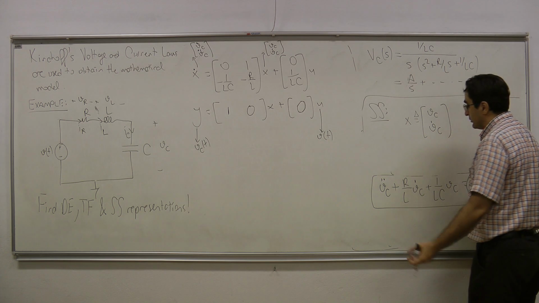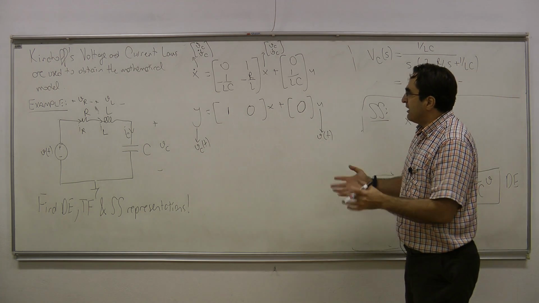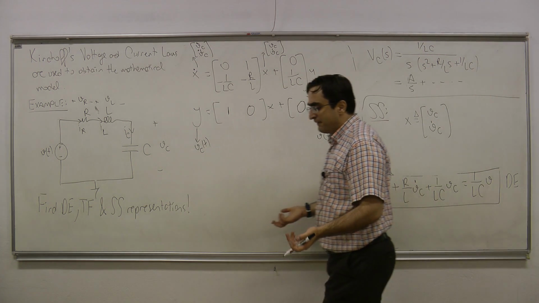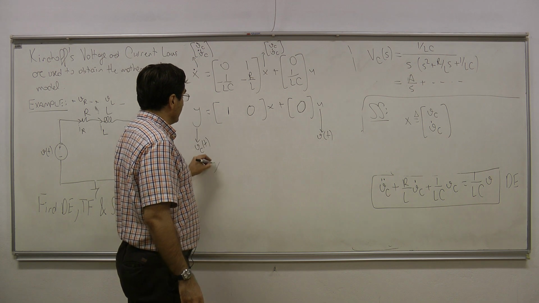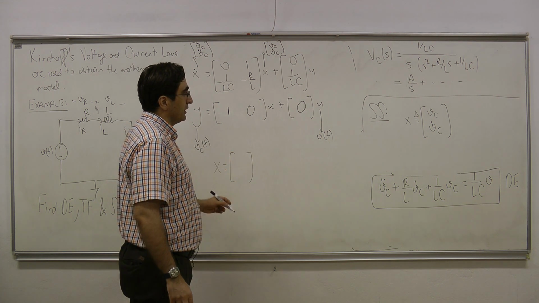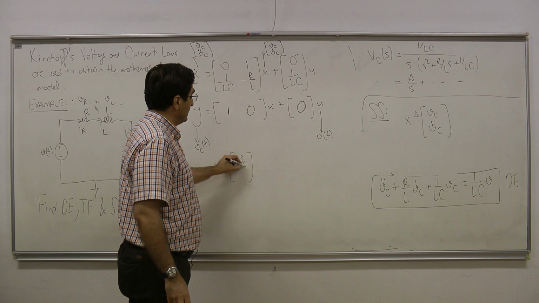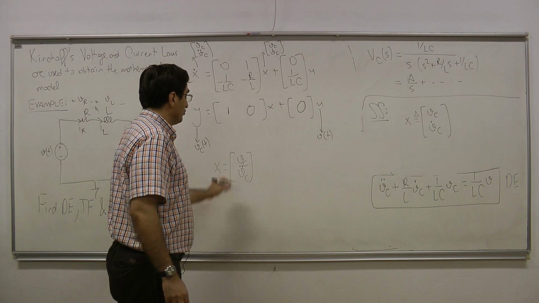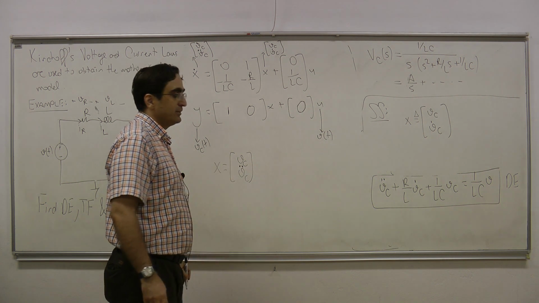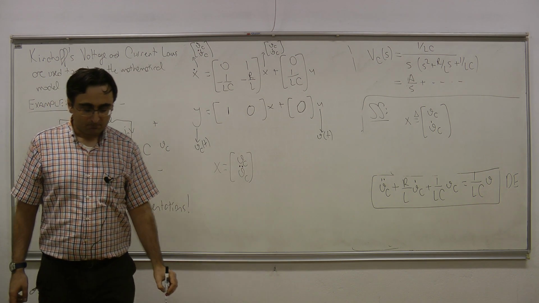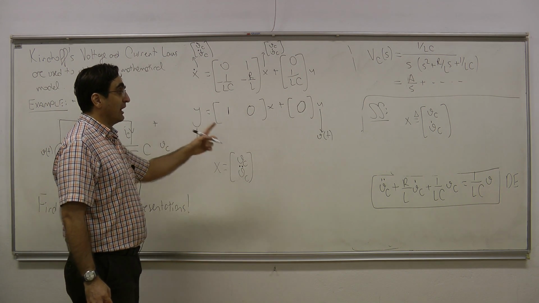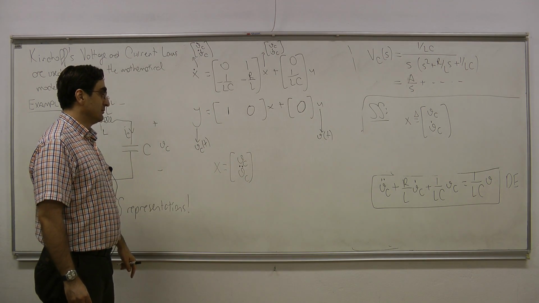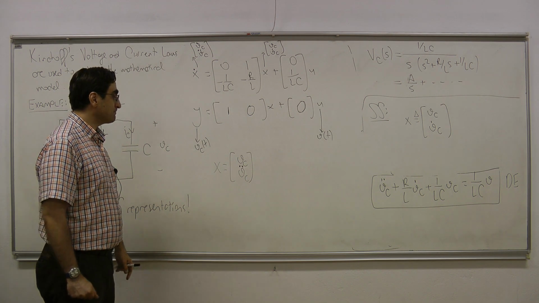So as I told you, here I will first ask the following question: could I have chosen the state vector x with two elements, Vc and Vc double dot? Could I choose state elements Vc and Vc double dot? I'm trying to rationalize this state vector selection by considering such a, in effect, nonsense example.